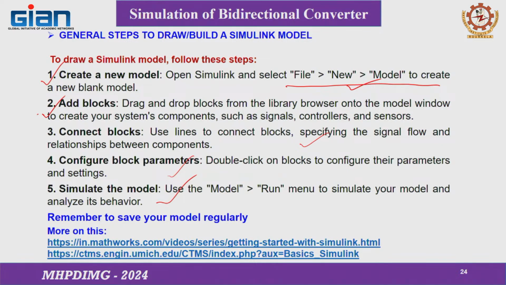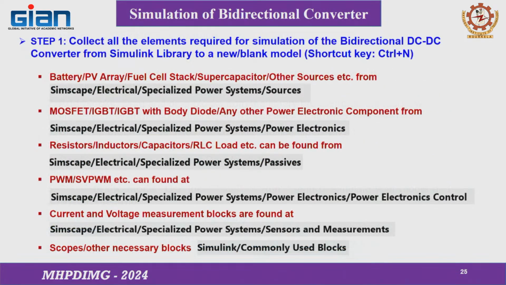So, what are the specific blocks you need for this simulation? Here, for the sources, for this application we are going for the battery. You can get it from Simscape, going to Electrical, then Specialized Power Systems, and inside Sources you will get the battery, fuel cell, all the sources. But for this simulation we are using a battery, and that too a lead acid battery or lithium ion battery, which you can select inside the battery block. The switches you can choose: MOSFET, IGBT, available through the power electronics components.